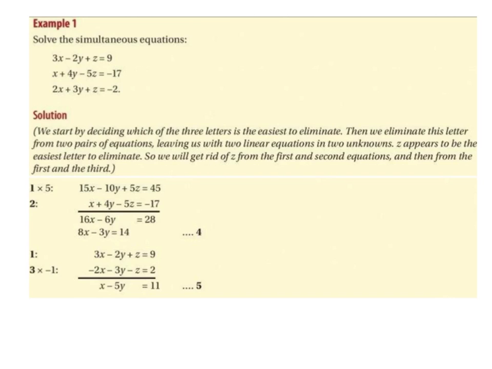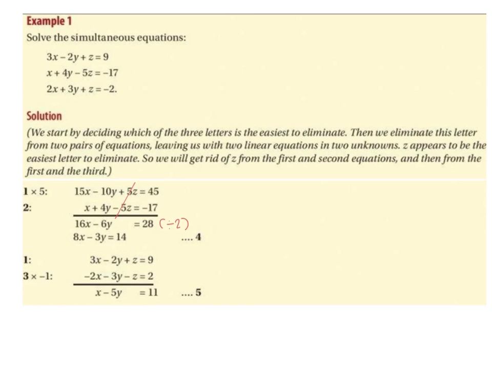So now we can see that we have plus 5z minus 5z, so they'll cancel out. So 15x plus x is 16x, minus 10y plus 4y is minus 6y, 45 minus minus 17 is 62... So then we can simplify by dividing this entire equation by 2. So 16x divided by 2 is 8x, minus 6y divided by 2 is minus 3y, 28 divided by 2 is 14. So we get 8x minus 3y equals 14.